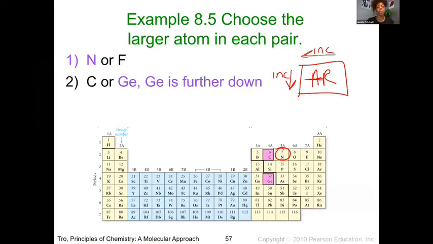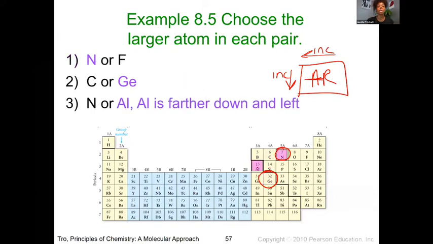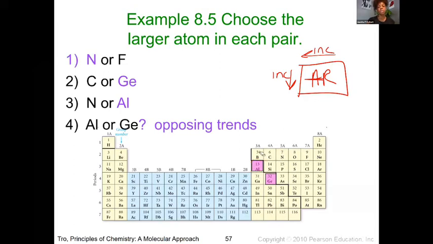If we were comparing carbon and germanium, you can see Ge is further down, and so we would say that would be the bigger of the two. And if we're dealing with aluminum and nitrogen, in this case we would be able to say that aluminum is the bigger one because it's further down and further to the left. But when we're looking at aluminum and germanium, that's a little more difficult because one is further to the left and one is further down. We couldn't make a declaration based on just the trend information as shown here, so we would say not applicable. You would need a little more information.